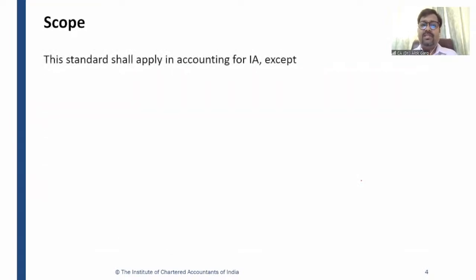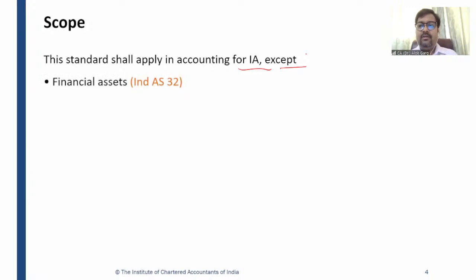Coming to the scope, this standard shall apply in accounting for intangible assets, except. So there are some negative lists. Except those lists, all intangible assets come under the kitty of Ind AS 38. This is a residual standard, right?